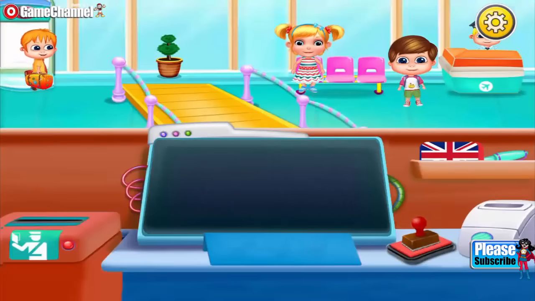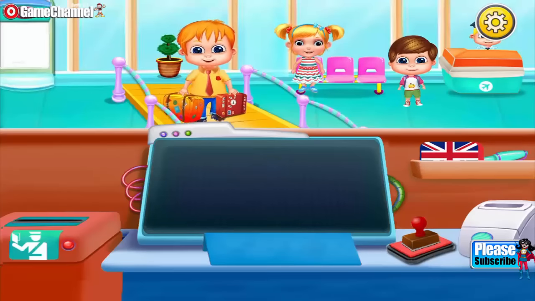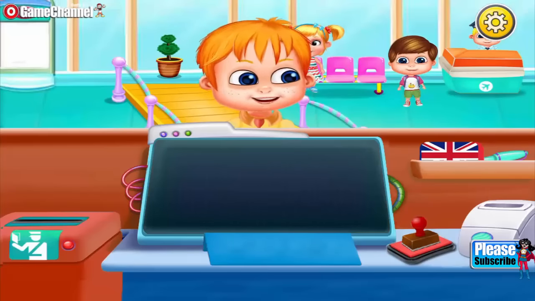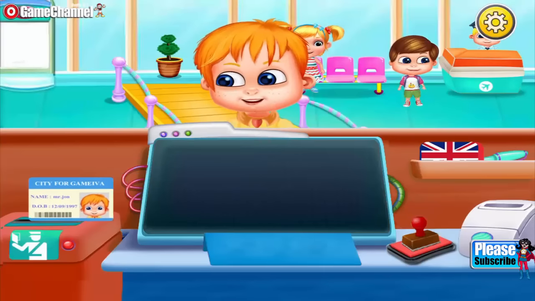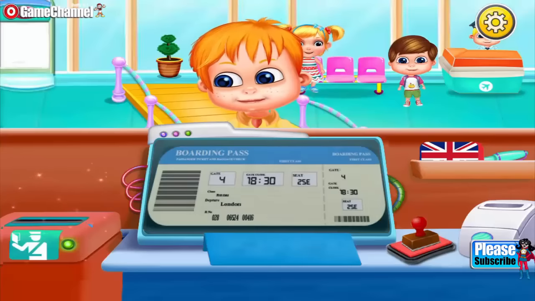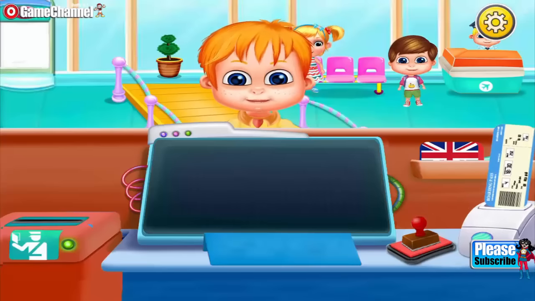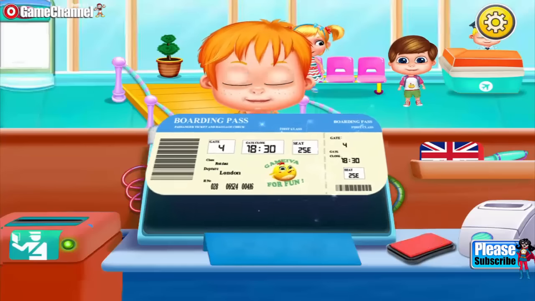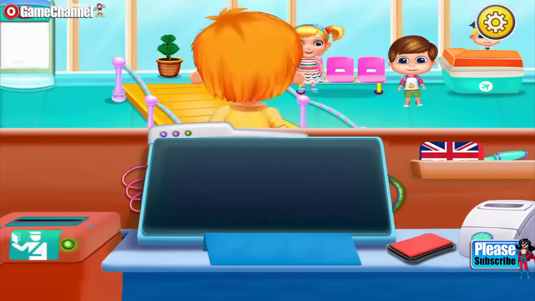I need to get my boarding pass. Insert the ID card. Need a stamp on the boarding pass. Hey, I got my boarding pass. Well done.